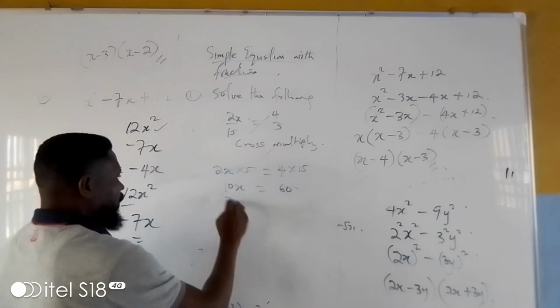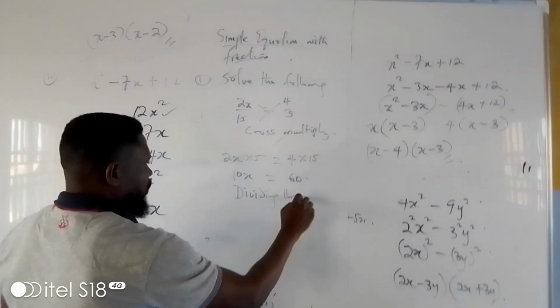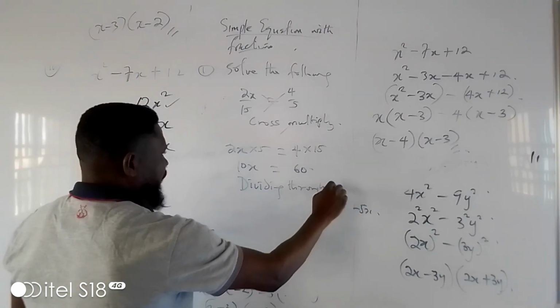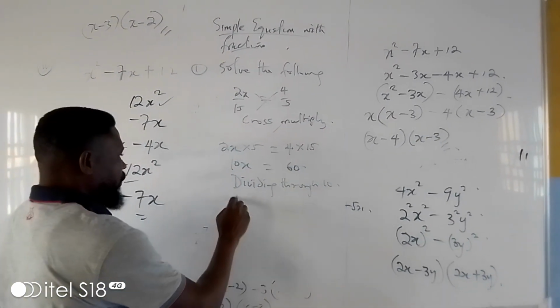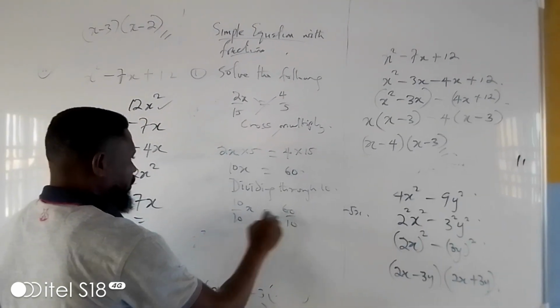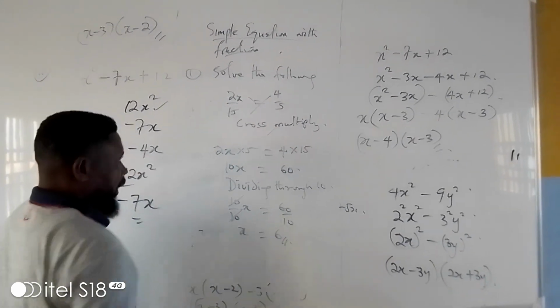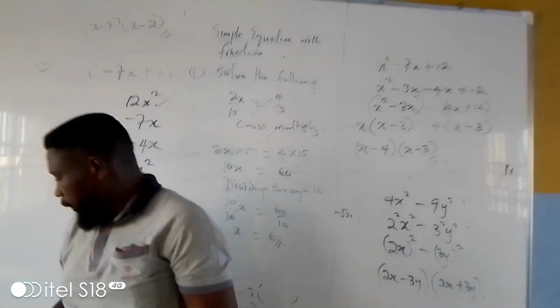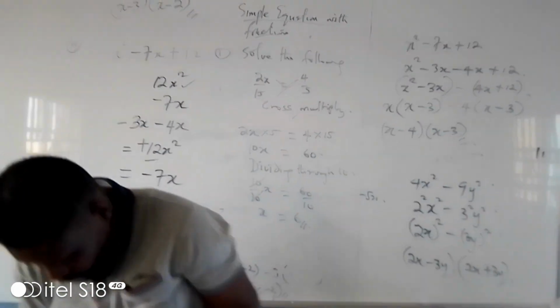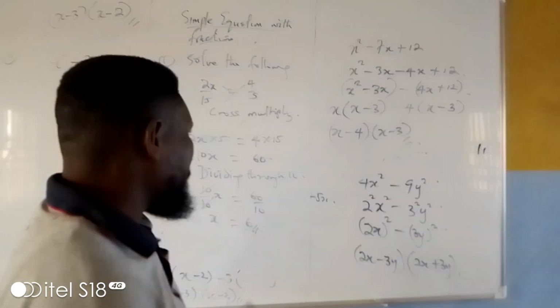Of course, we divide both sides. Dividing through by 10, we have 10x over 10 is 60 over 10. And 10 will cancel 10, then x is equal to 6. Like I said, simple case. Let us consider another question.